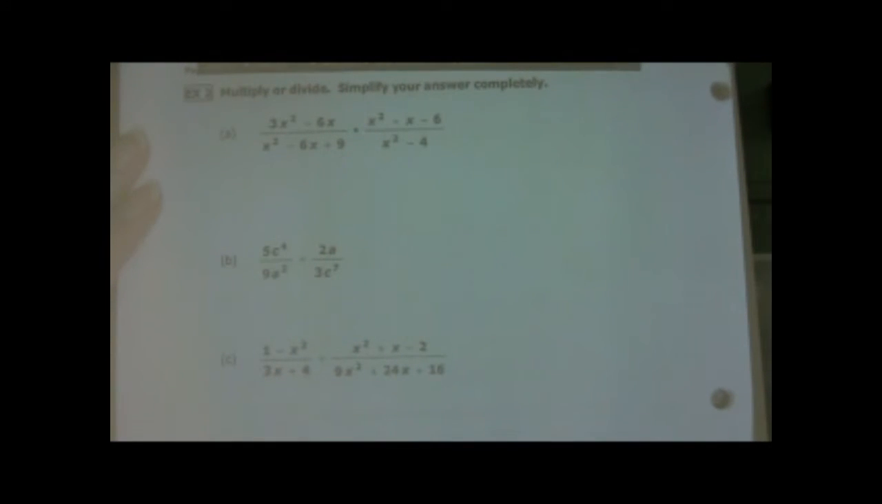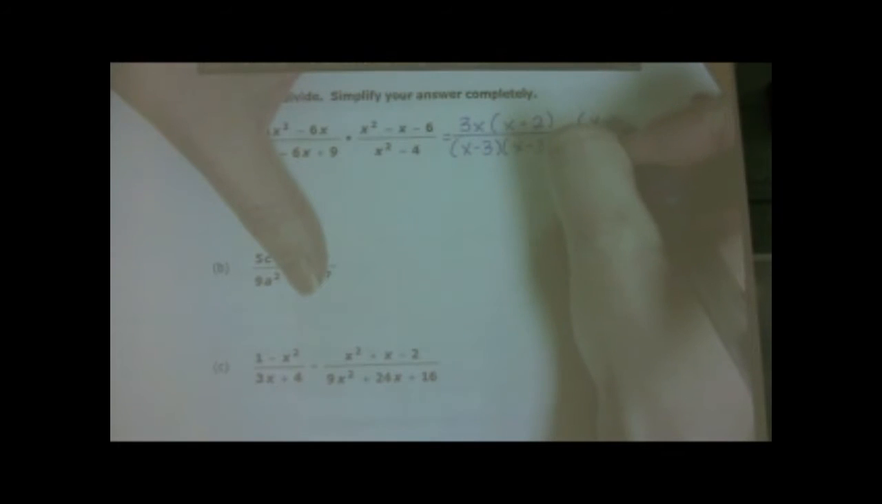All right, let's turn the page and we'll do some more examples. Some that are a little more complex, maybe. So this first example is multiplication, so no flipping involved. First thing I'm going to do, factor. All right, so out of my first numerator, I have a greatest common factor of 3x. Always look for that GCF first. In parentheses, that leaves me with x minus 2.